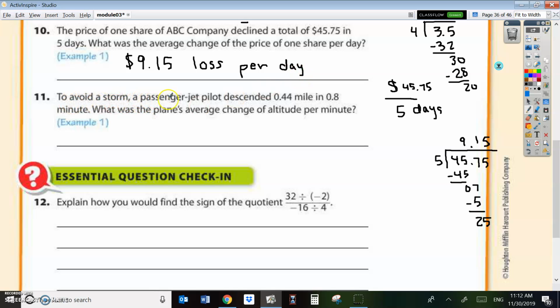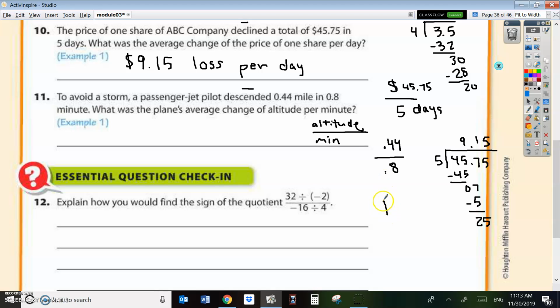To avoid a storm, a passenger jet pilot descended negative 44 hundredths of a mile in 8/10 of a minute. What is the plane's average change in altitude per minute? So set up your division problem. You've got altitude per minute. Okay, so set it up just like that. It's going to be 44 hundredths divided by 8/10.